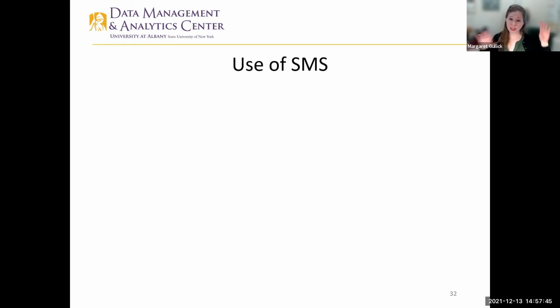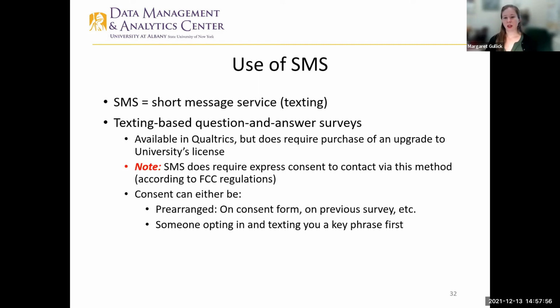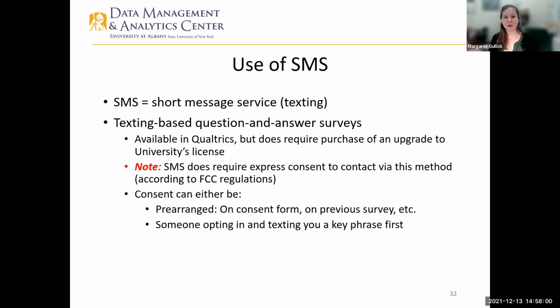All right, that's email. Let's think about those texting options for a minute, because they're a little bit newer and shiny and exciting. If you want to do texting-based question and answer surveys, it is available in Qualtrics. It does require purchase of an upgrade to the university's license. It's not a massive amount of money, but there is an extra fee that you have to pay in order to do it.